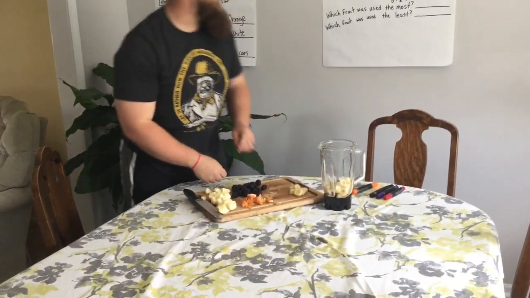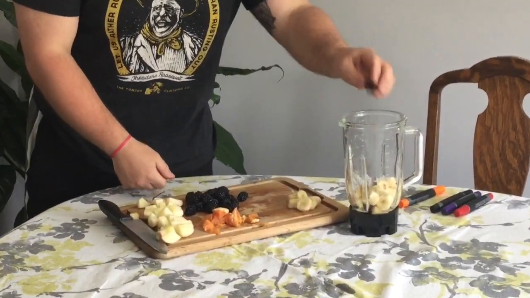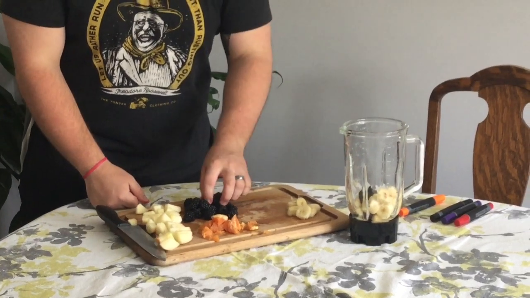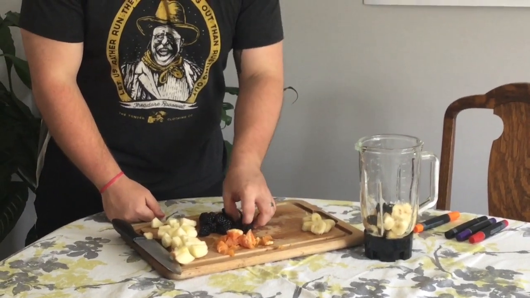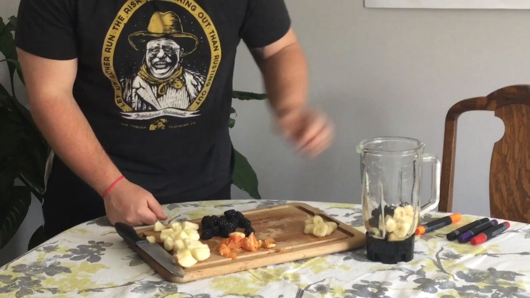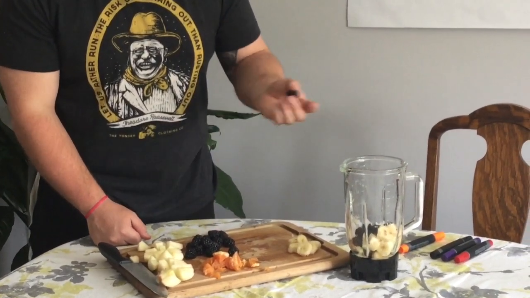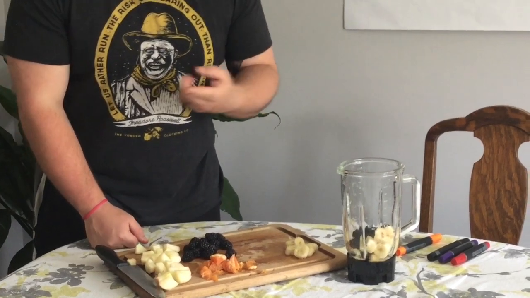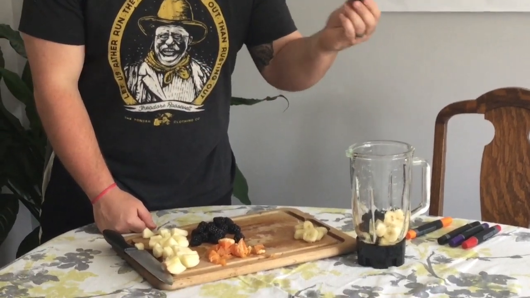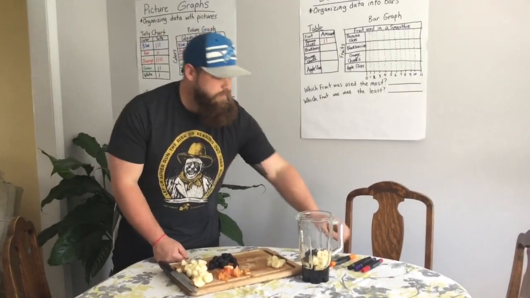Okay, next I'll use blackberry. Okay, so I'll put 1, 2, 3, 4, 5, 6. I'll put one more in, and I don't want to put as much blackberry in because they have little seeds in them, and Mrs. Kwood doesn't really like to eat the seeds in her smoothie. So there's 7 blackberries.